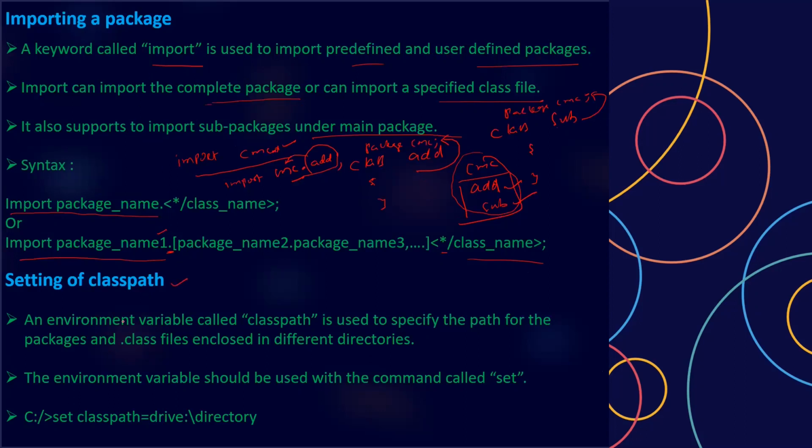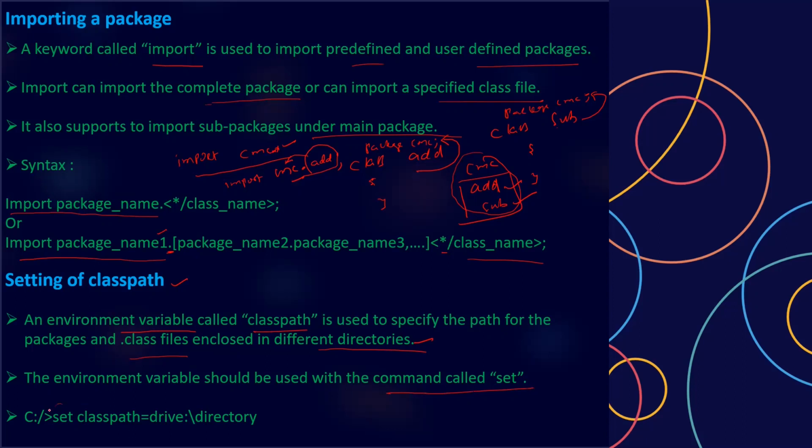How are we going to set the classpath? You're going to use an environment variable, CLASSPATH, which is used to specify the path for the packages and .class files enclosed in different directories. Is that point clear? If the classes are enclosed in different directories, then you're going to use this setting of classpath. The environment variable should be used with a command called set.